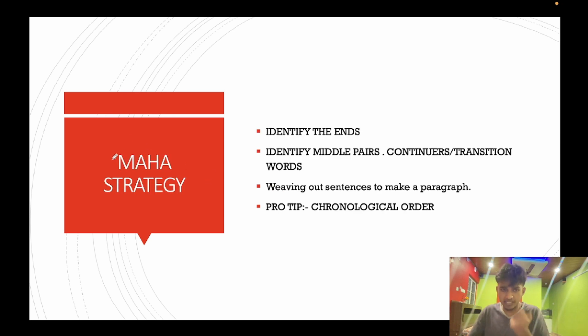Now, what is the mahastrategy that you need to adopt to succeed, right? So first point is identify the ends in the set of sentences that are given. What do I mean by the ends? Definitely the beginning as well as the ending. Okay, the B and the E. You need to be very careful about this.